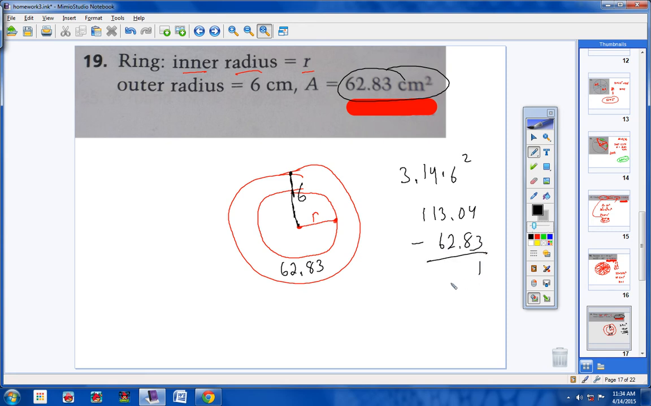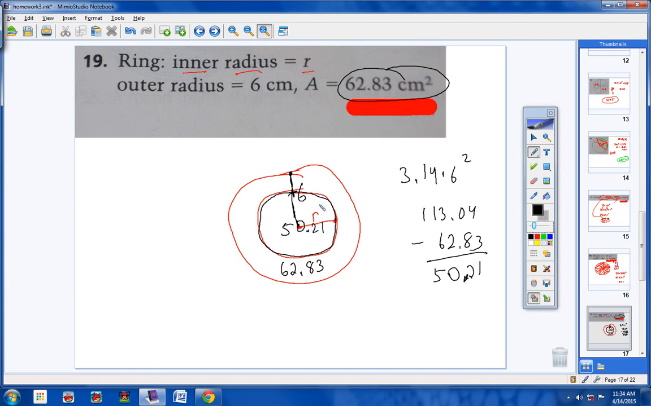And we're going to get, I believe, yes, 50.21. So I found the area of the entire circle. Then I subtracted out the ring. And I'm left with this. That means this inner small circle right here has an area of 50.21.